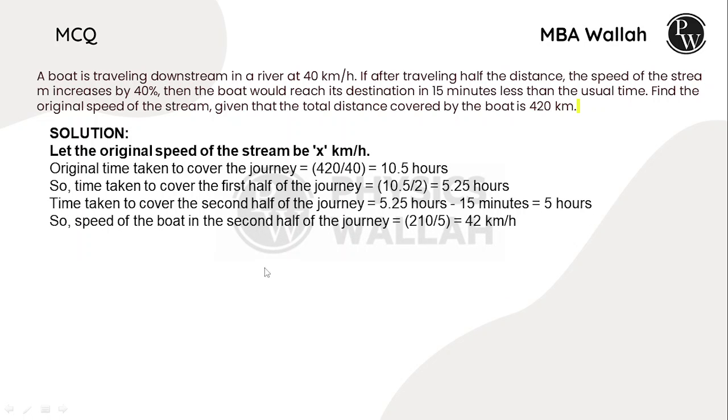So the speed of the boat in the second half of the journey will be 210, that is 420 by 2, that is 210 by 5 hours, which equals 42 km per hour. So the speed of the boat in the second half of the journey is 42 km per hour.